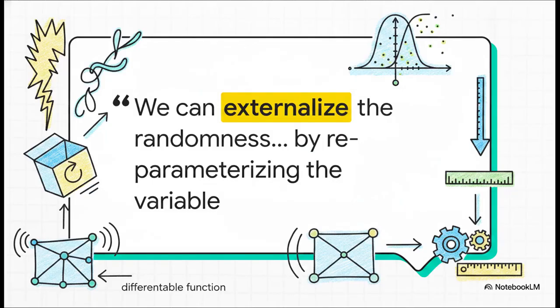I actually want to read a quote directly from the source material here because it really hits the nail on the head. "We can externalize the randomness in Z by reparameterizing the variable as a deterministic and differentiable function." It's such a ridiculously elegant workaround. By just slightly rewriting how the sample is drawn, you pull the randomness from an external standard distribution and then scale it by the network's parameters, the neural network can suddenly backpropagate right through what used to be a solid wall of random noise. Suddenly, the entire VAE architecture clicks into place and becomes end-to-end trainable.